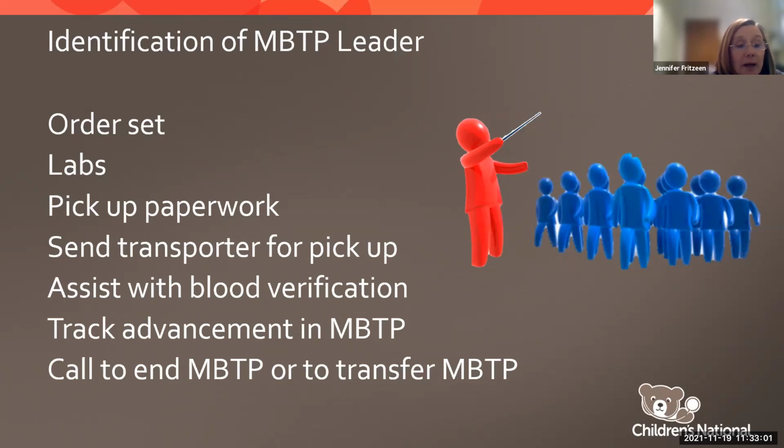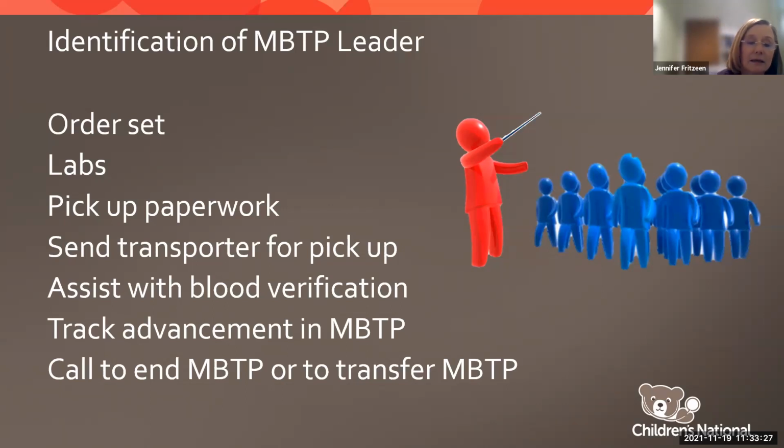You'll put together the pickup paperwork. That's the paperwork you're going to need to give to the transporter who is going to go pick up the blood in blood bank. That is part of the MBT packet. It's also available online. You'll assist with some of the blood verification, checking each unit, and you'll help track management of that massive blood transfusion. How many red cells are ordered? What pack are we in? And that's all stuff we'll discuss here in a minute.